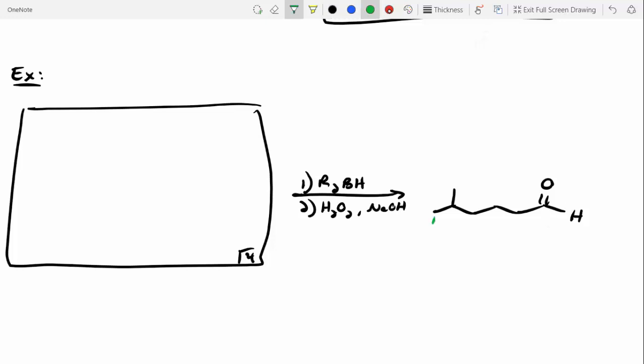So let's number it. We're starting with an alkyne. Which carbon will the alkyne be between? Between 5 and 6. So these really aren't that bad once you get used to them. So that's 1, 2, 3, 4, 5, 6. And let's double check by numbering. We'll go 1, 2, 3, 4, 5, 6.